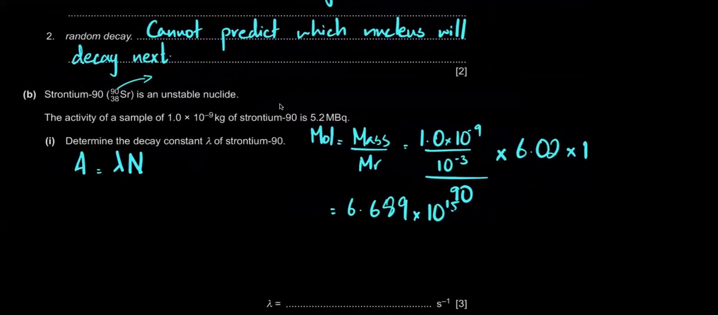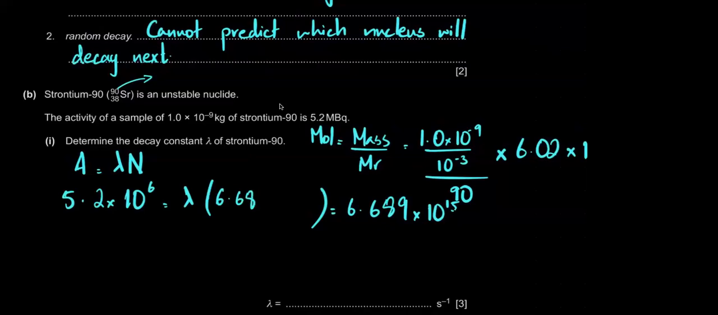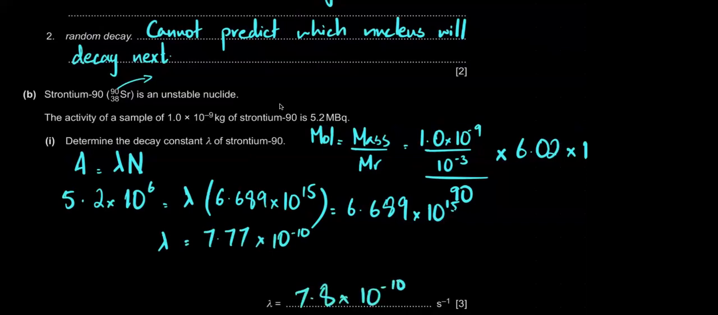Then if we use A equals lambda N, so A is 5.2 mega. Lambda is what we need to find. So the number of nuclei is 6.689 into 10 to the 15. If we just multiply these, so 5.2 into 10 to the 6 divided by this number, this is 7.77 into 10 to the negative 10, or just to 2SF, this would be 7.8 into 10 to the negative 10 per second.